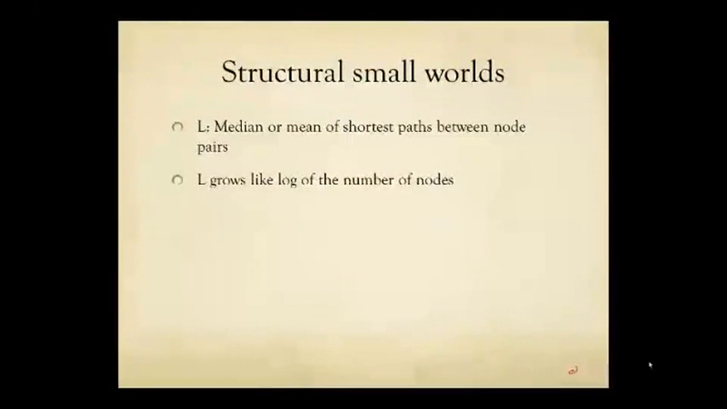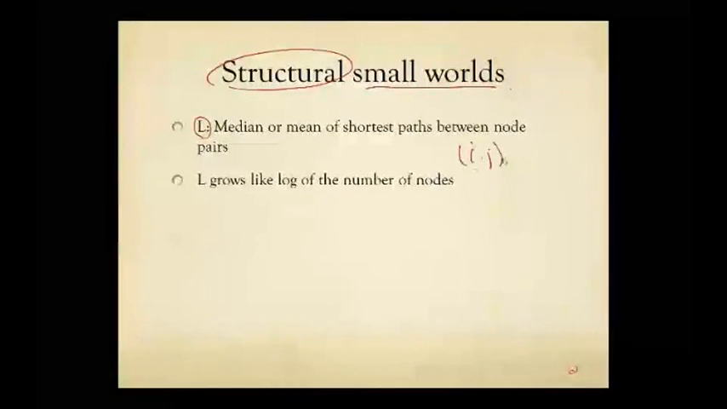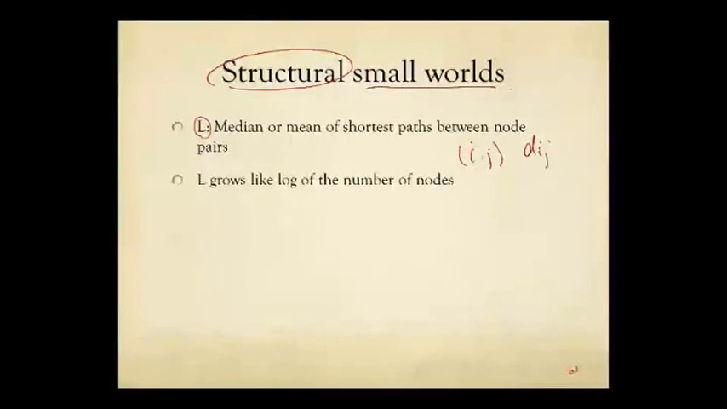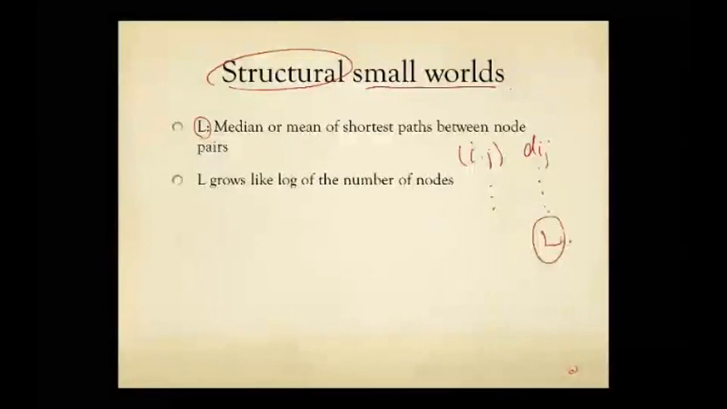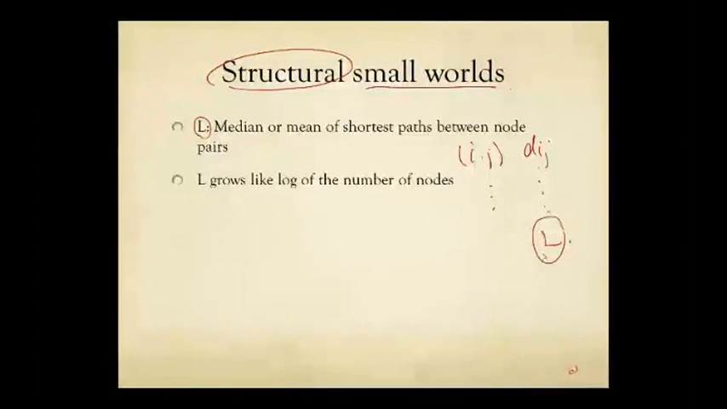Let's answer the first question first, about structural small worlds. Let's use symbol L to denote the median of shortest path between node pairs. So if I got node pair ij, and the shortest path distance between them is dij, and then I look at all the node pairs and the corresponding shortest path distance, histogram it, and then I get L as the median. And I want L to be small.